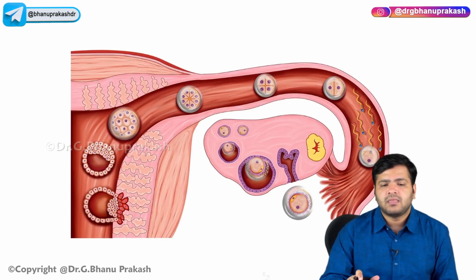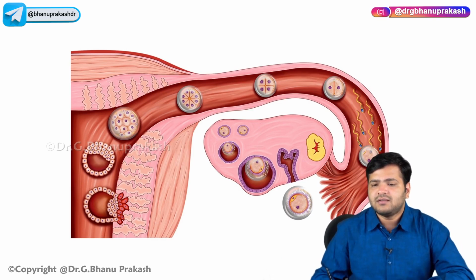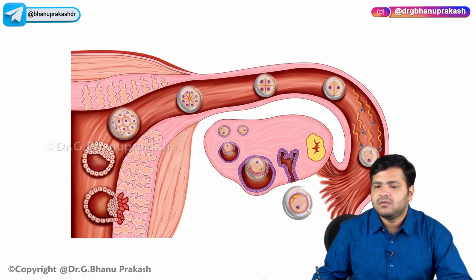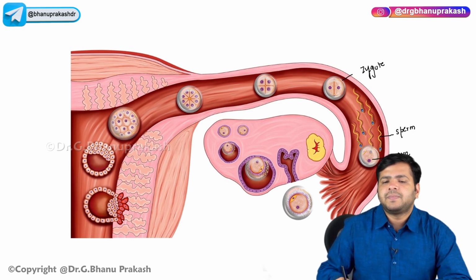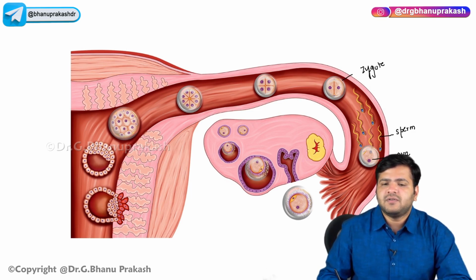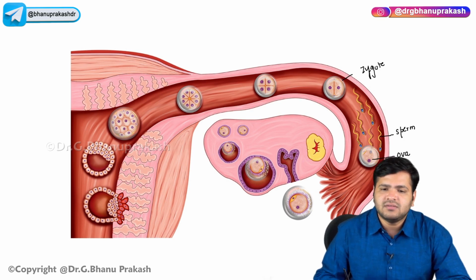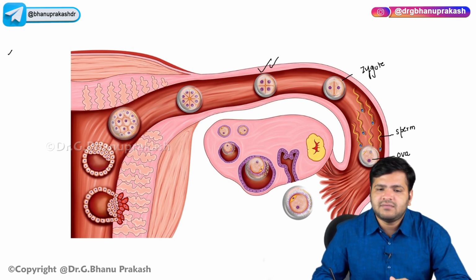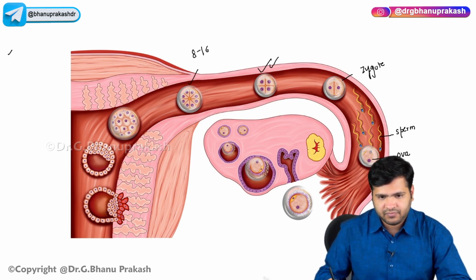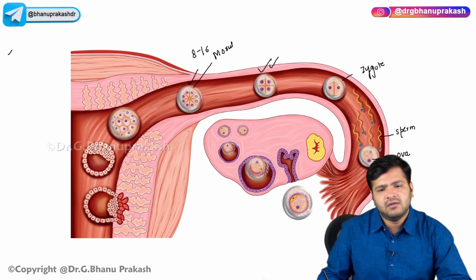Now coming to this particular diagram, which is given in the atlas. You already know this is the ovum, the female pronucleus and the sperm. They will fertilize with each other and result in the formation of the zygote. Then the zygote will undergo cleavage and form the 4 cell stage. Then we have the 8 cell to 16 cell stage, that is called the morula.